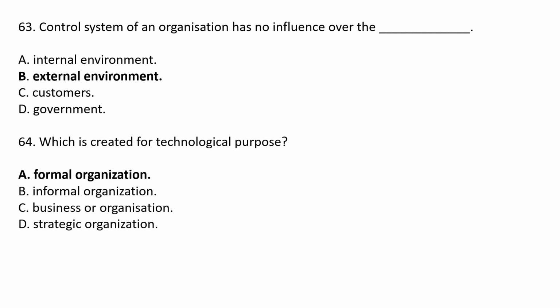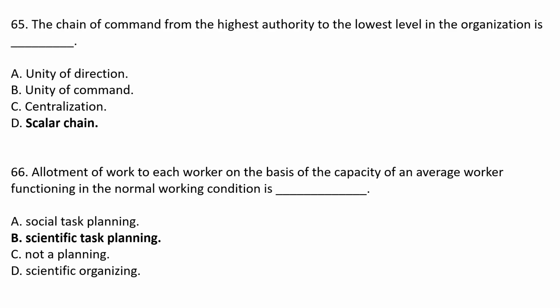The chain of command from the highest authority to the lowest level in the organization is dash. Option A unity of direction, Option B unity of command, Option C centralization, Option D scalar chain. The correct answer is Option D scalar chain. The chain of command from the highest authority to the lowest level in the organization is the scalar chain.